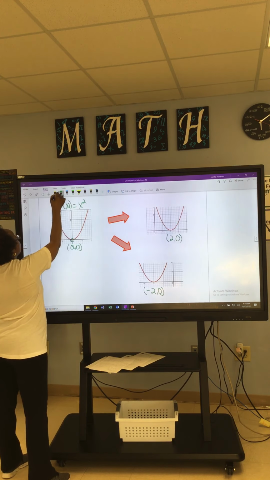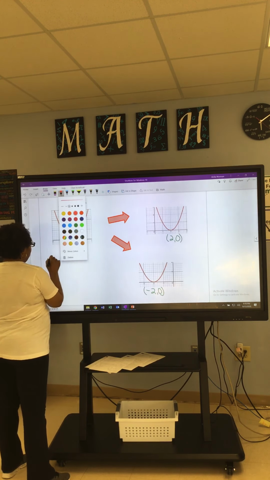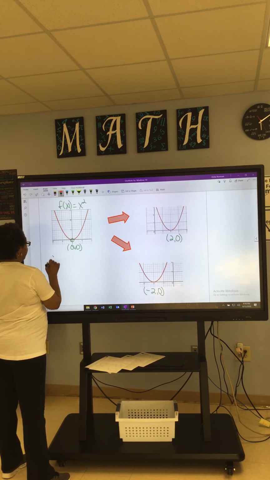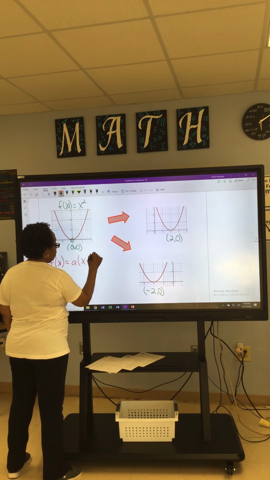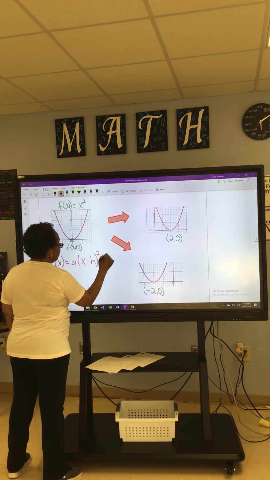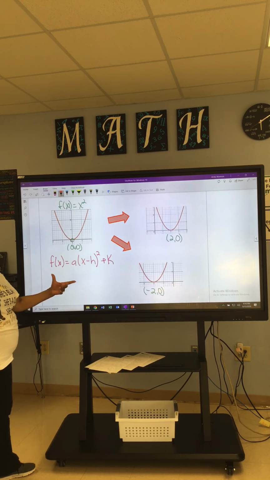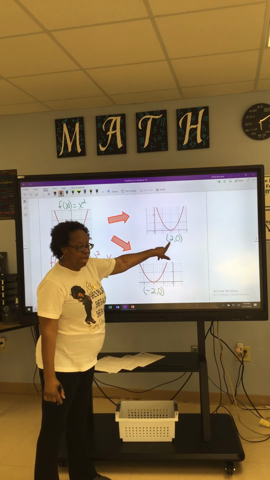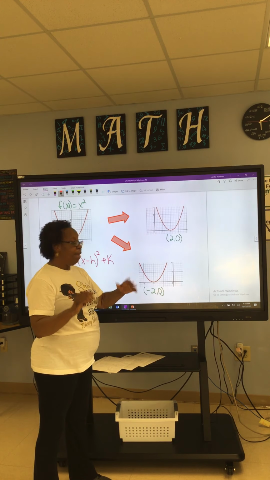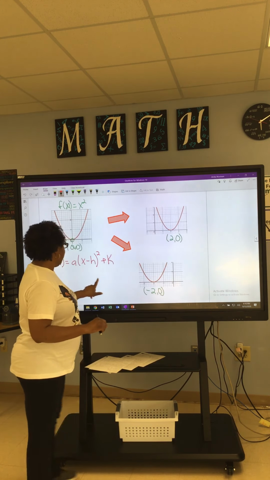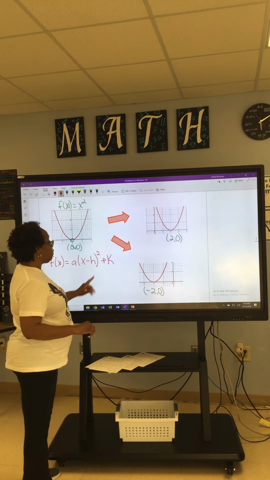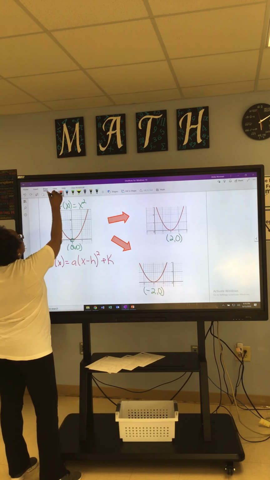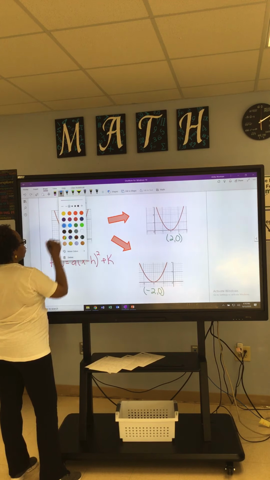Okay, let's take a look. We know in vertex form, our equation looks like this. f of x equals a times (x minus h) squared plus k. That's the formula. So when I put in an h, which is the same thing as the x in (h, k), and plug it into this equation, that's going to tell me which way it should shift. So if I put in a positive 2, let's do that.